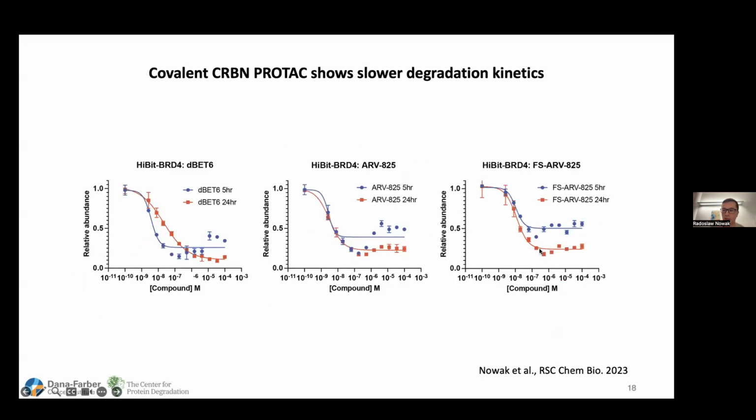The other thing we wanted to look at is the kinetics of degradation. And in this case, we also compared these 3 molecules, dBET6, ARV-825, and then the fluorosulfate PROTACs. And we were able to show that kinetics of degradation happens to be more or less the same for ARV-825 between 5 and 24 hours, perhaps a little bit more of a hook effect at higher concentrations. And for the fluorosulfate ARV-825, we have seen that the depth of degradation is affected, but the DC50 is maintained, indicating that perhaps the compound requires a little bit more time to label cereblon and become active for degradation of BRD4.